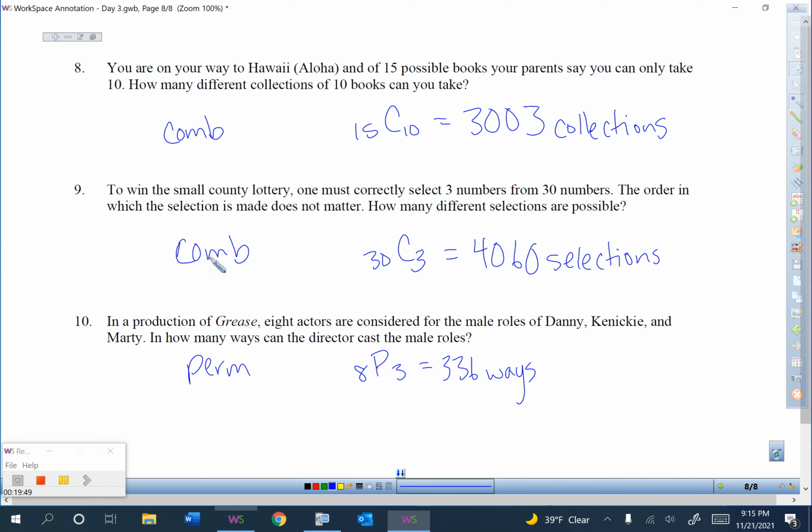Last one was a permutation because they had different jobs. If you rearrange those, they'd be learning different lines for their roles, so that definitely makes a difference. So permutation on that one.